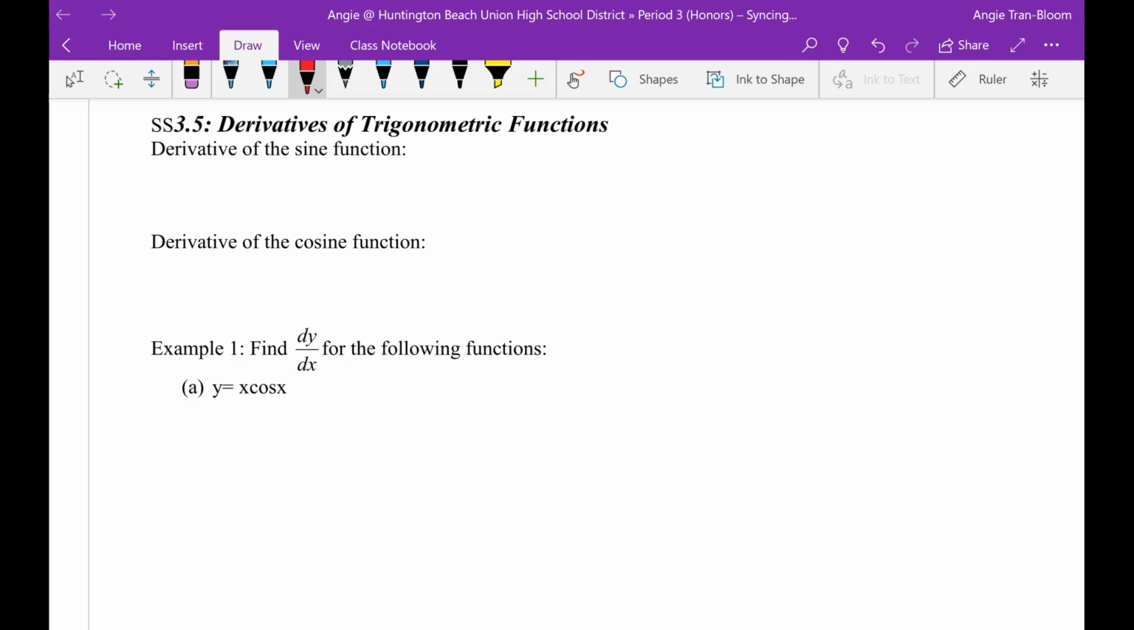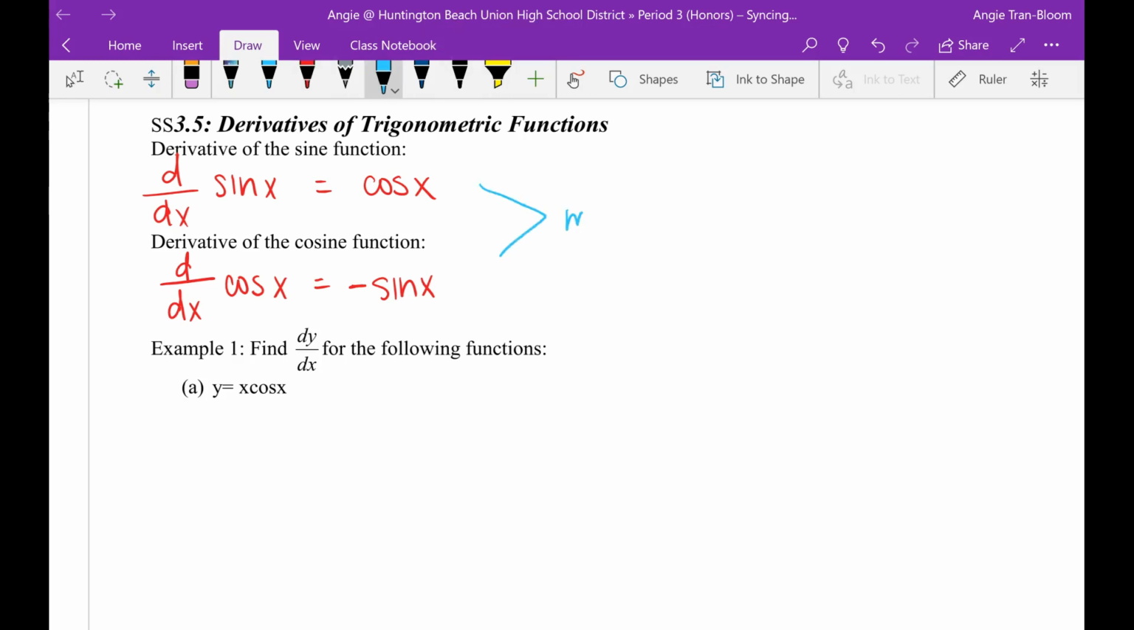So let's review a little bit about the derivative of sines. The derivative with respect to x of sine of x, we studied this already. This is cosine of x. Now let's go over the derivative of cosine. The derivative with respect to x of cosine of x is going to be negative sine of x. Yes, you have to know these very, very well. These two, you need to memorize right now.